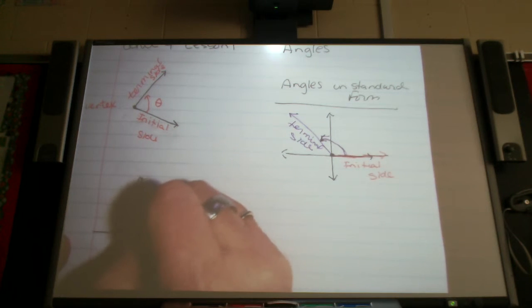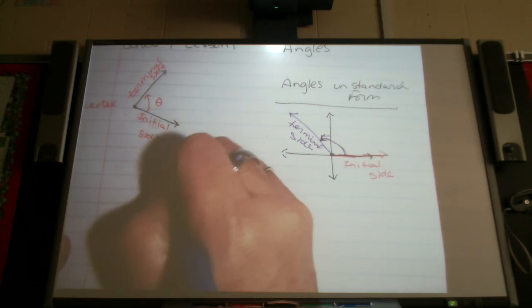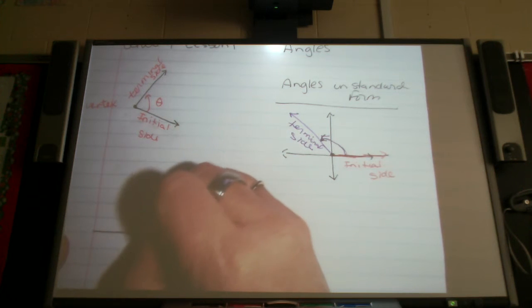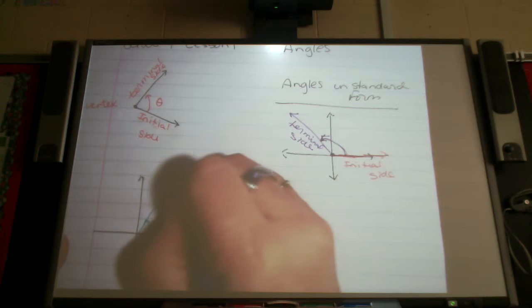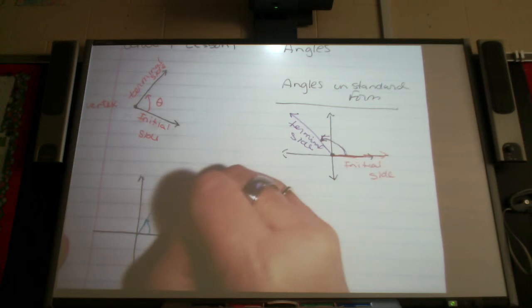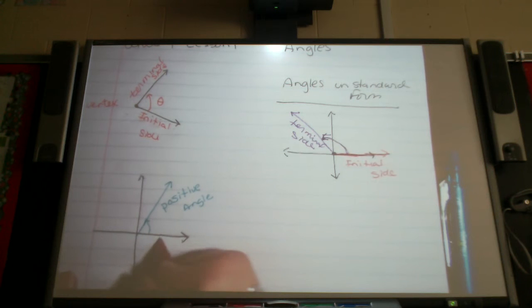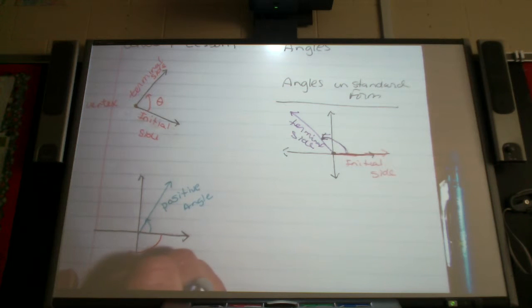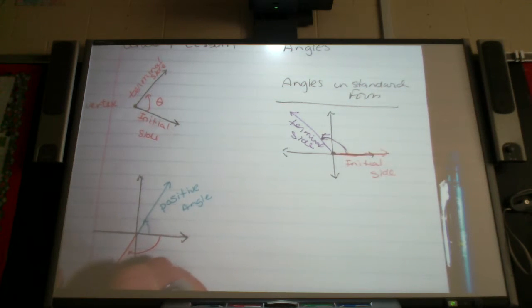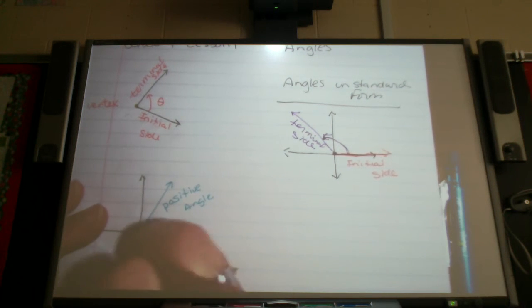If we rotate counterclockwise, we have a positive angle. If we rotate clockwise, we actually have a negative angle.